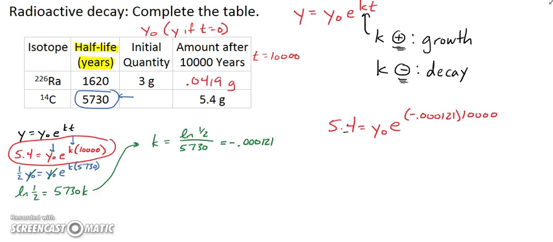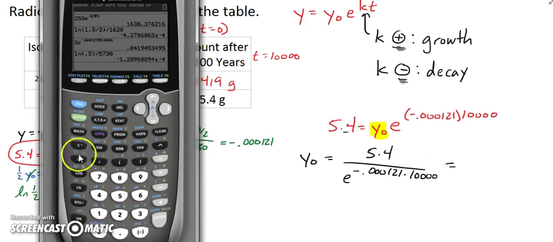And you know, this may look like a complicated equation, but essentially you've just got the thing you want, y0, times some number. This is a weird number, e to the product of two numbers, but that's just a number. So I could divide both sides by that. I could say y sub 0 is 5.4 divided by e to the negative 0.000121 times 10,000. But since we're looking for an approximation, let's just crunch it.